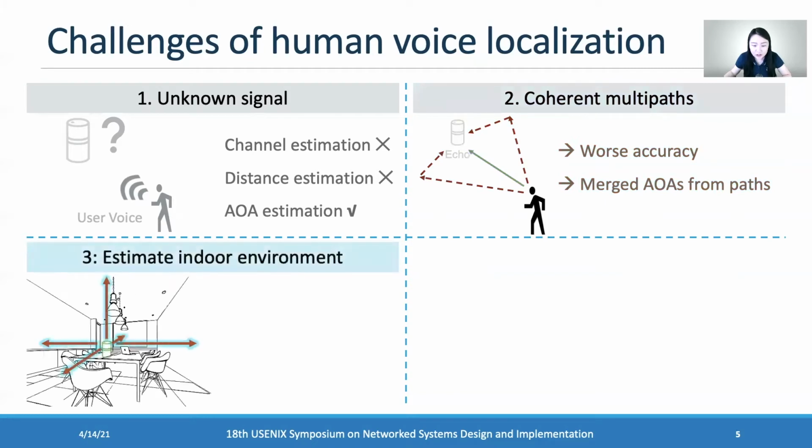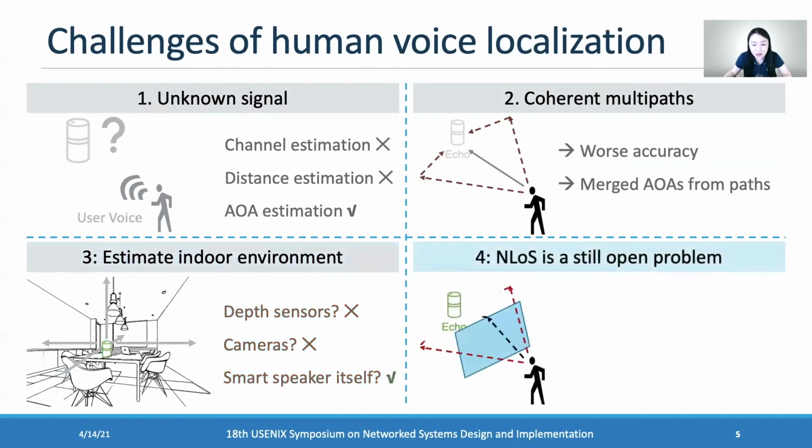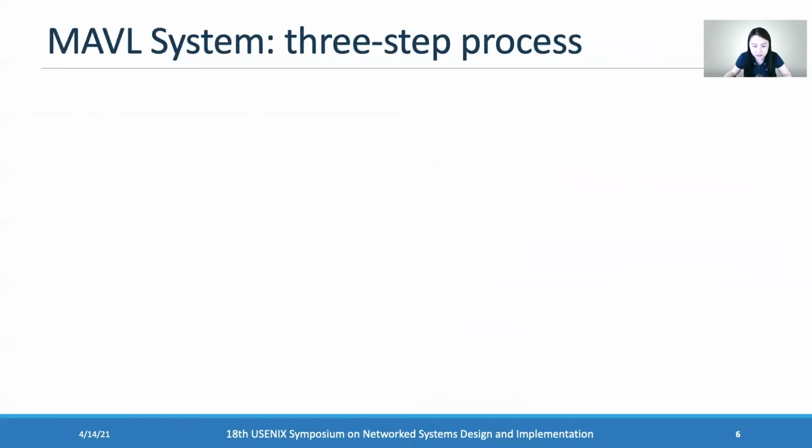The next challenge is how to estimate the indoor environment. Depth sensors are not widely deployed at home, and cameras have privacy concerns. So the best solution is to use the existing hardware, the smart speaker itself. Lastly, localizing the user in non-line of sight using acoustic signals remains an open problem due to low SNR and detoured propagation paths. To solve this, we propose our MAVL system.